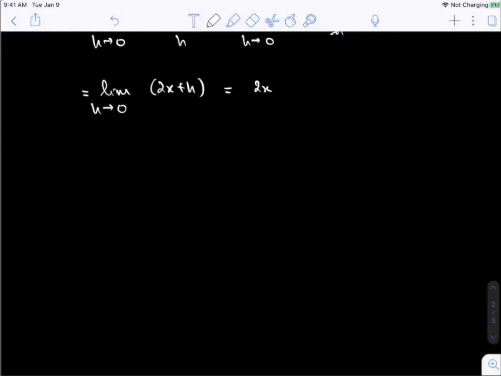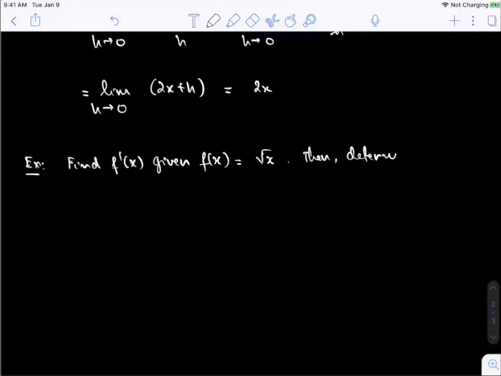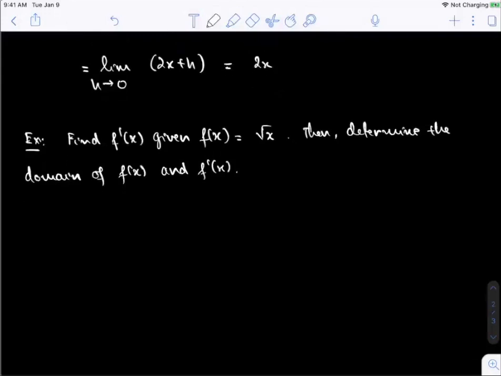Okay, so the next example is find f prime of x given f of x is equal to the square root of x, right? Then determine the domain of f of x and f prime of x. There should be something very interesting from the domain of the function and the derivative of the function.